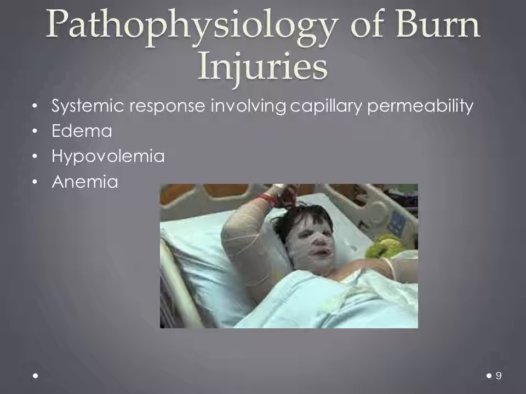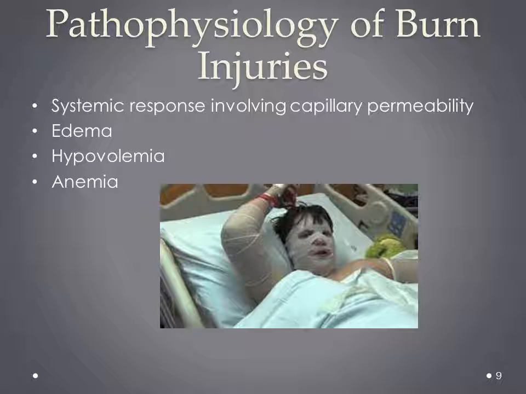Also, because of the fluid shift, you have hypovolemia. You've lost a lot of fluid during the burn and damage to the skin, and then the fluid shift occurs. And another thing that happens is the person becomes very anemic because they have lost a lot of blood during the injury.